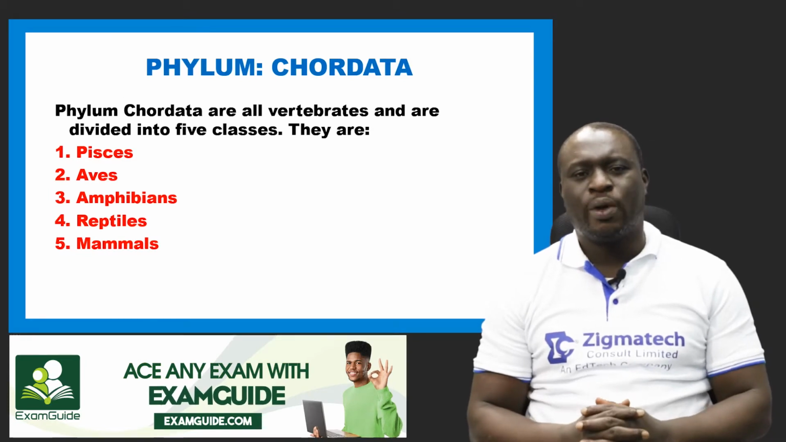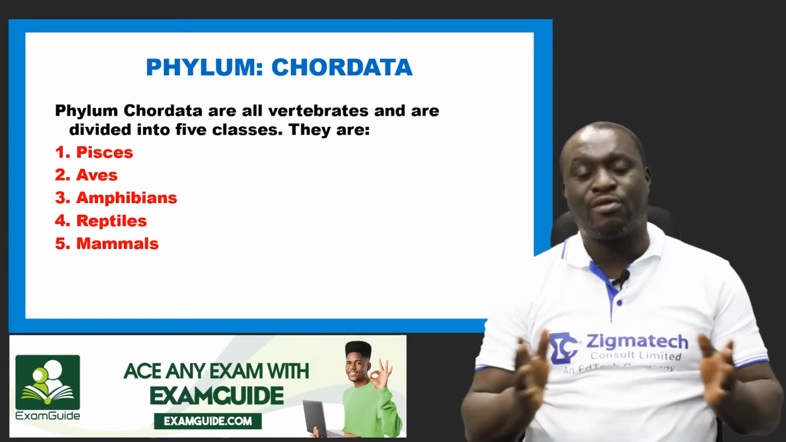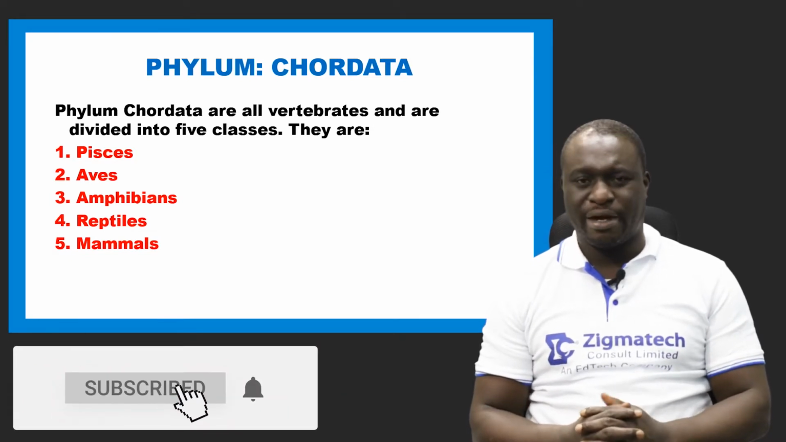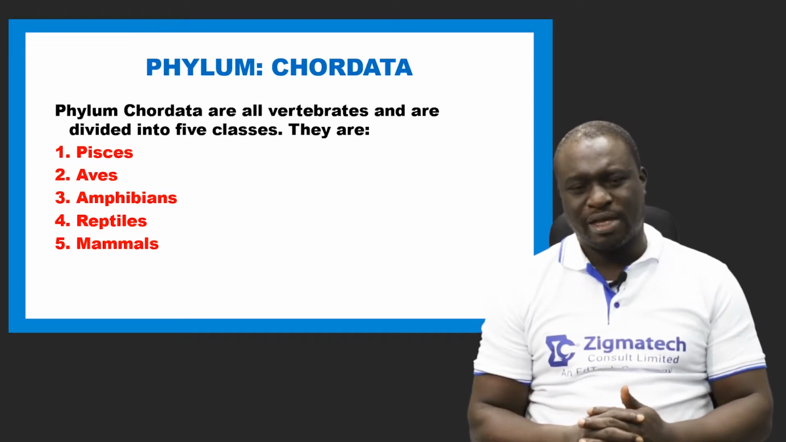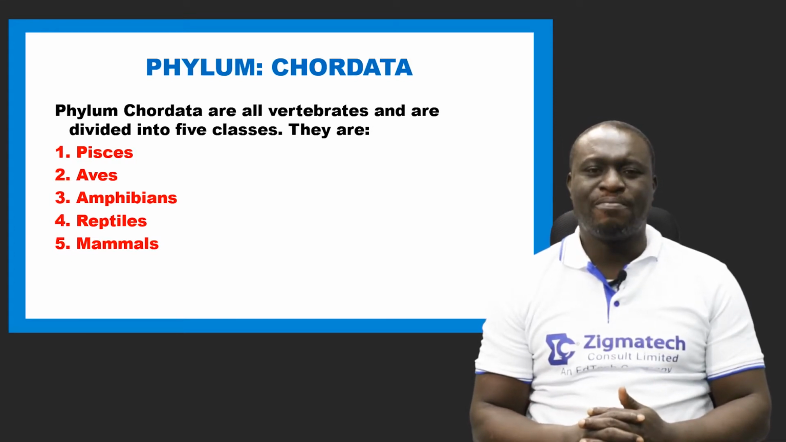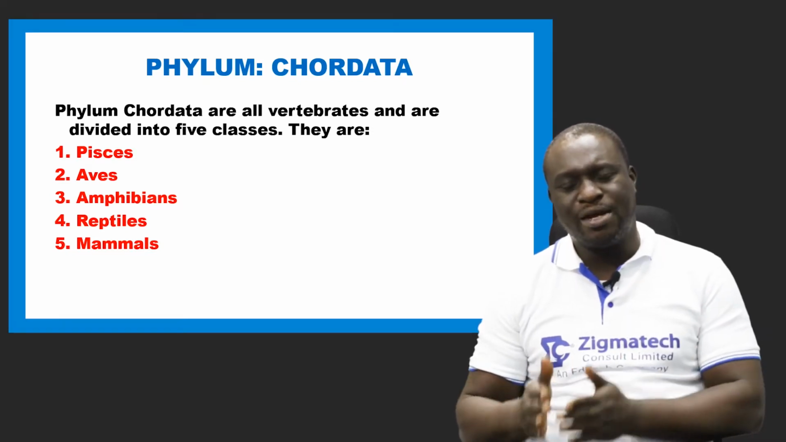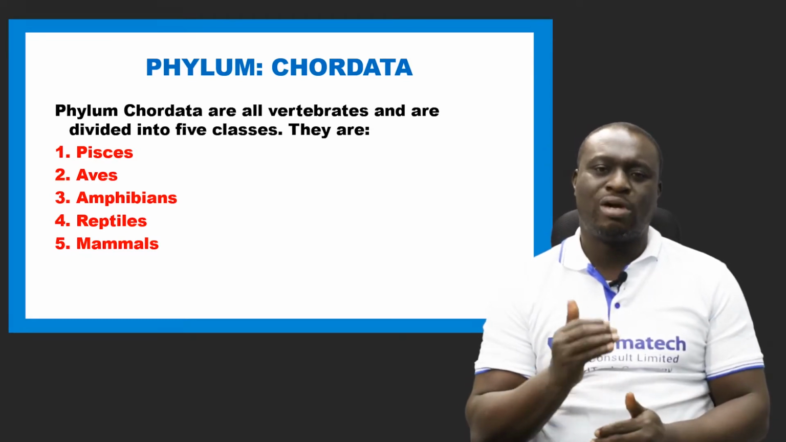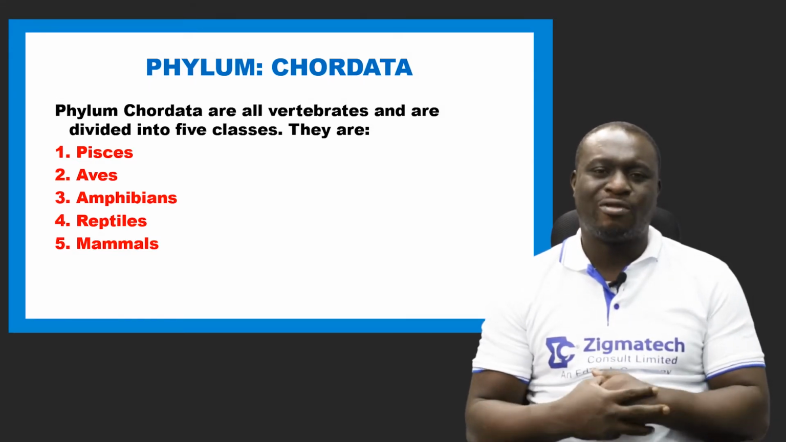Number 1, we have what we call Pisces. These are mostly aquatic organisms. They are usually found in water. Number 2 is Aves. They include all birds. Number 3, we have the amphibians. The amphibians live both on land and in water. And number 4, we have what we call reptiles. They are mostly terrestrial. And then number 5, we have mammals.